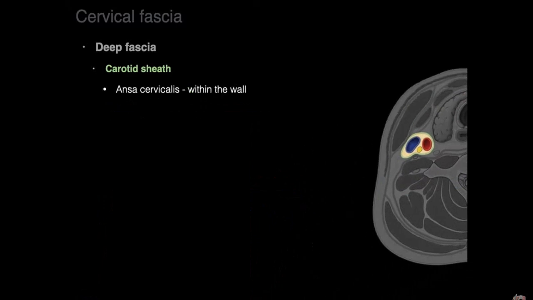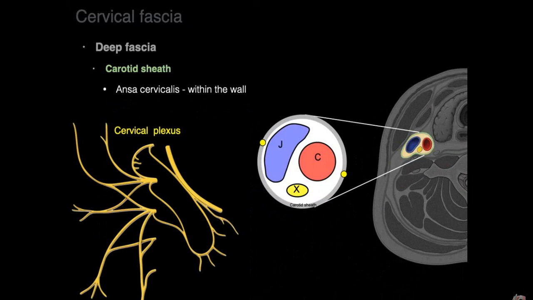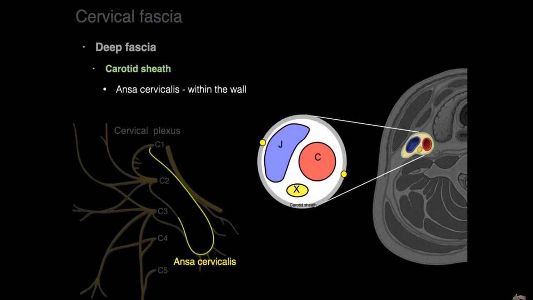Okay? Now, the carotid sheath also has what's called the ansa cervicalis within the wall. We blow that up and we see something called the cervical plexus. And there's C1 to C5 ventral rami. And then coming from C1 to C2 and 3 is this loop called the ansa cervicalis. And if we take a cross section right through there, that inferior limb is shown there in the cross section, and the superior limb is shown there in the cross section. So when you dissect in a cadaver, this ansa cervicalis is found within the carotid sheath in the neck.